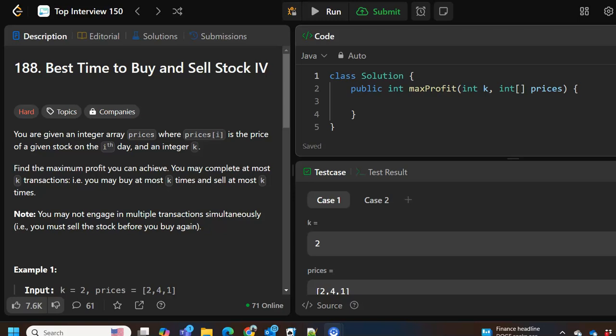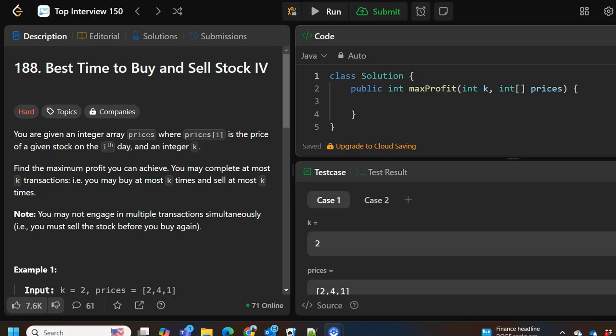The challenge is you are given an integer array, prices, where prices at index i is the price of a given stock on the ith day, and an integer, k. K is the maximum number of transactions that you can complete. Find the maximum profit that you can achieve. You may complete at most k transactions.